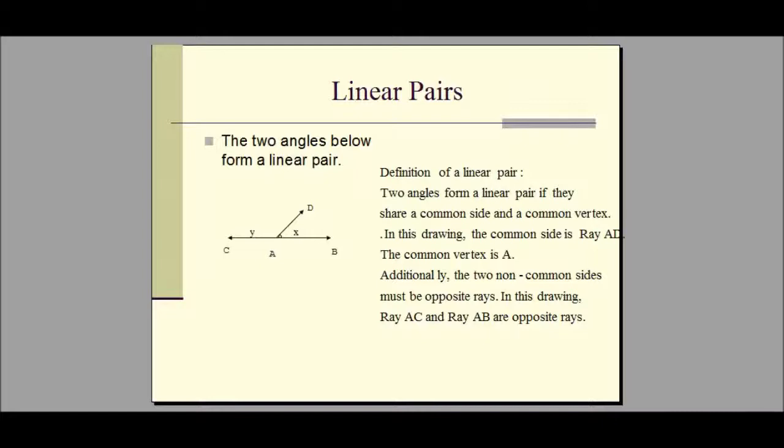In this drawing, the common side is ray AD. The common vertex is A. Additionally, the two non-common sides must be opposite rays. In this drawing, ray AC and ray AB are opposite rays, and they are also the non-common sides of the two angles.